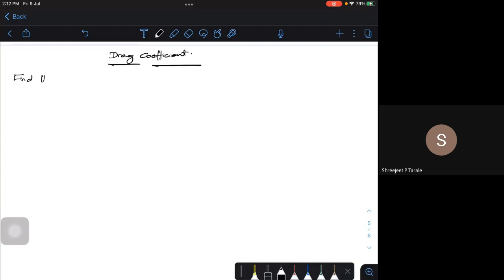a car. Okay. So the car has some given conditions. What are the conditions? Now the conditions are 1 atmosphere, the pressure is equal to 1 atmosphere, and I need some temperature.